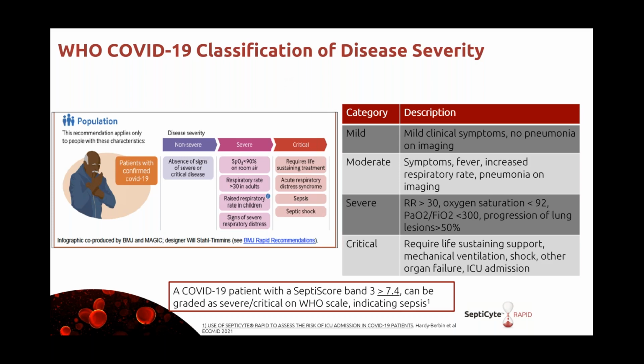In the studies that have been done on COVID-19 using SeptiCyte RAPID by Hardy and Bourbon, they broke this severity down into 4 groups: mild, moderate, severe, and critical. The severe and critical group are requiring high flow nasal cannula and or requiring life-sustaining support such as mechanical ventilation, shock, and organ failure intervention. Using this classification, one is able to break down the role of SeptiCyte RAPID in helping make this diagnosis.